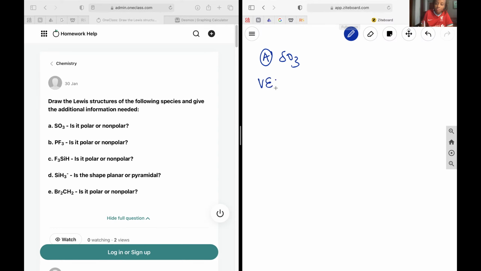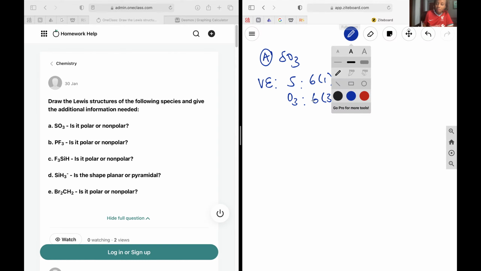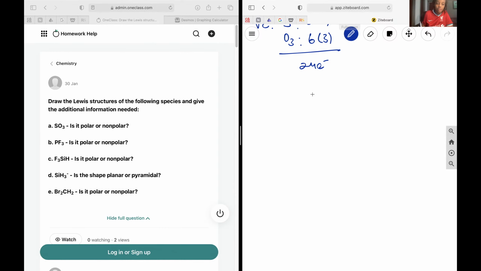Okay, so as usual, I need to count my valence electrons. I will have S and O3. So S will give me 6 per atom, and oxygen will give me 6 per atom. And so this will all add up to 24 electrons to distribute. Okay, so which one should I place as my central atom? I have 3 oxygens, 1 sulfur, and so it makes the most sense to place sulfur as a central atom. And then let's put a single bond to each oxygen.